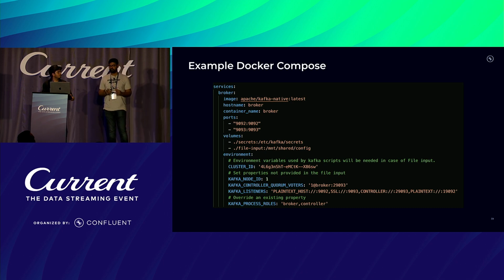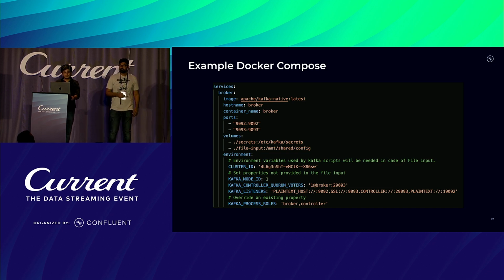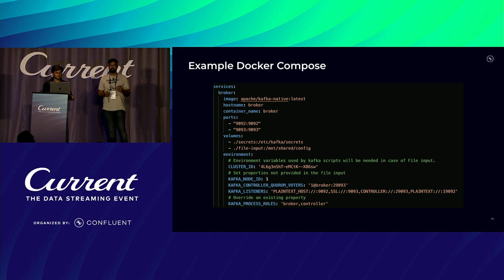In this case, we have passed the cluster ID, which is an environment variable that the Docker container is consuming to start up our Kafka. The second case that we have showcased here is setting properties that are not provided in the file input, which are these three properties: node ID, controller quorum voters, and listeners. Since these properties are only present in environment variables and not in the file input method, they will get merged and then supplied to Apache Kafka.